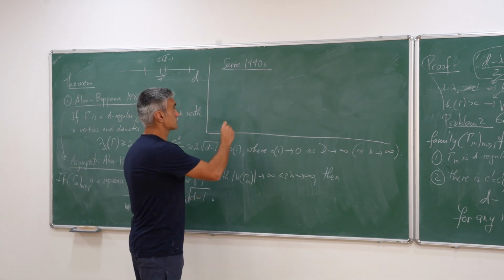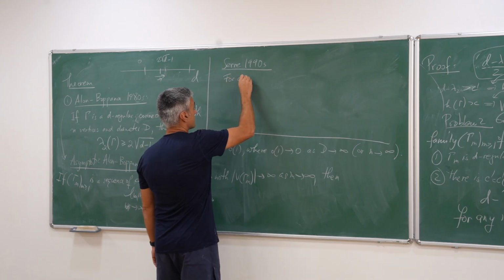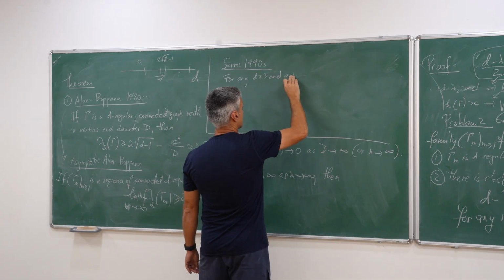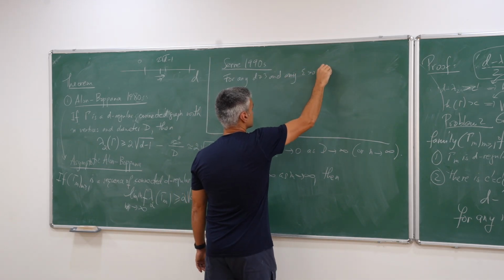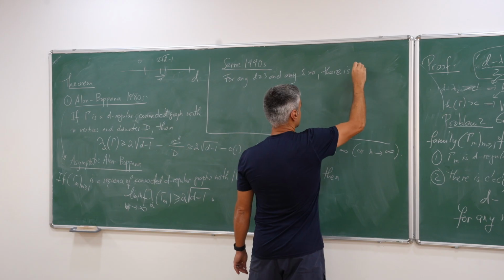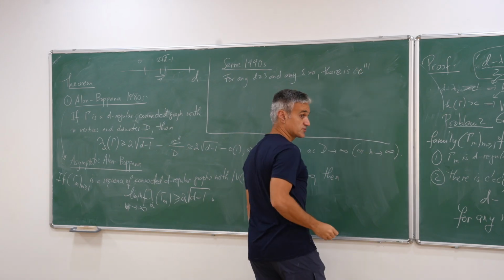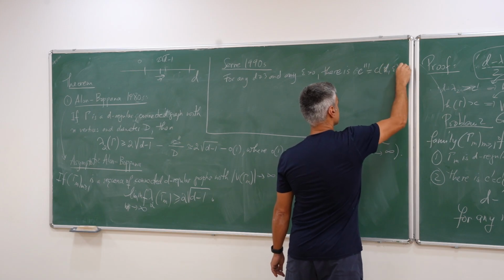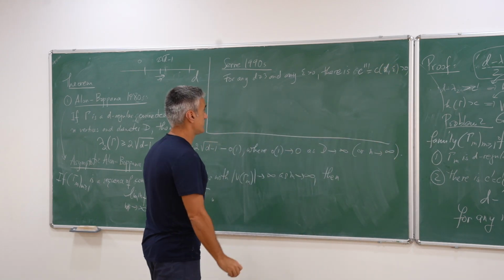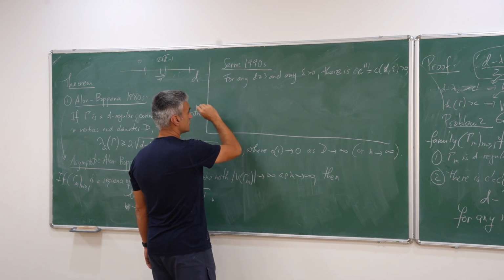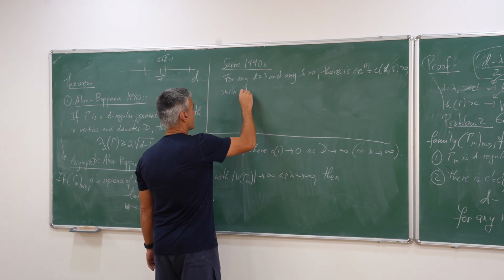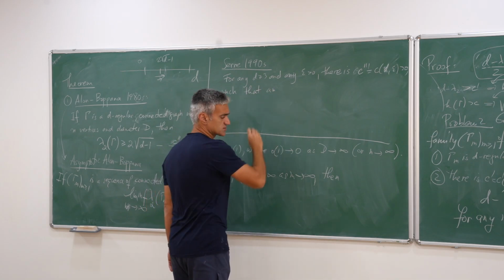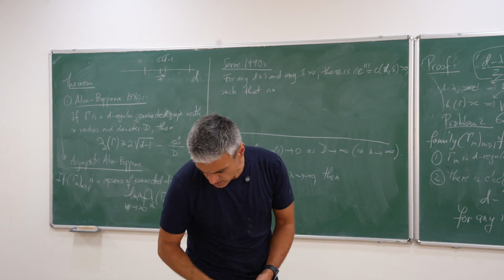So the way I will phrase it is as follows. For any d greater or equal to 3 and any epsilon positive, there is a constant C double triple prime, which depends on d and epsilon, which is positive, such that, give me just a second, I need n sufficiently large.